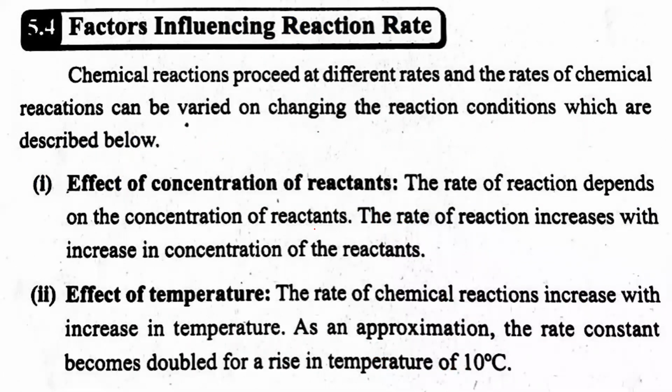So now, factors that influence the reaction rate. There are some factors that influence the rate of the reactions. If you change those factors, then how do those factors affect the rate of the reactions? So let's see. Chemical reactions proceed at different rates, and the rate of a chemical reaction can be varied by changing the reaction conditions. If you change the reaction condition, it automatically changes the rate of the reaction.